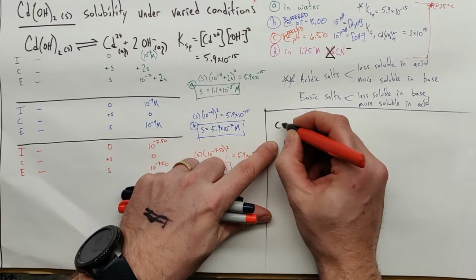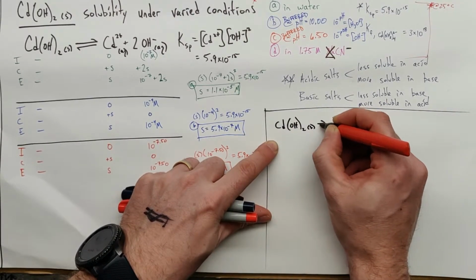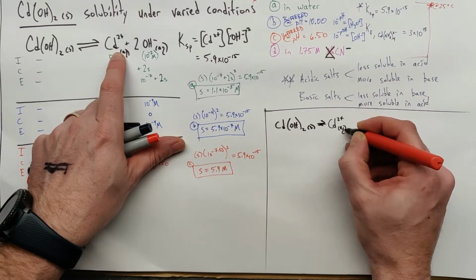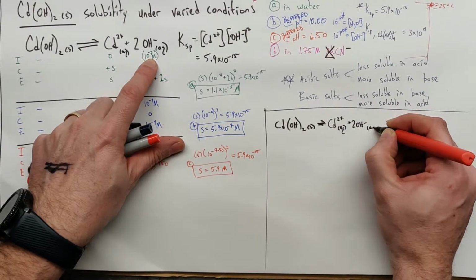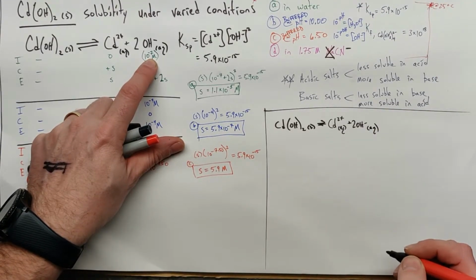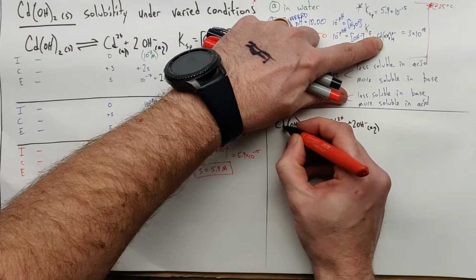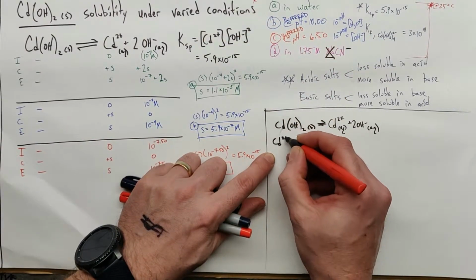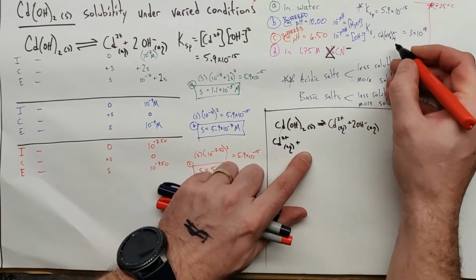So let's write this out. Cadmium hydroxide, and we're going to dissociate that in water, same equation, Cd2+. And that is one of the equations we're going to need. The other equation we need is the formation of this complex ion. Let's write that out in one step. We've got cadmium 2+, and we're going to put that into this ammonia.